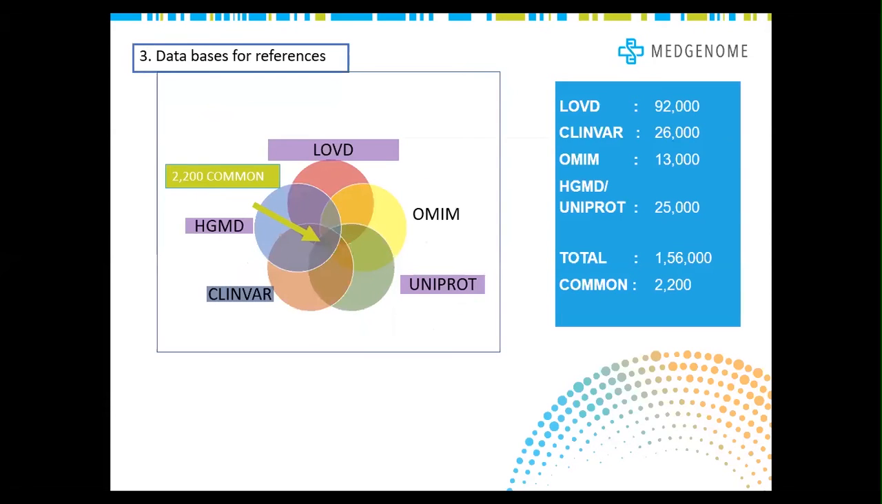Then there are various public databases in which a variant has been reported. As you can see, there are multiple, and each database has a different set of variants which have been reported. And if we combine them also, a very small amount would be common to all.